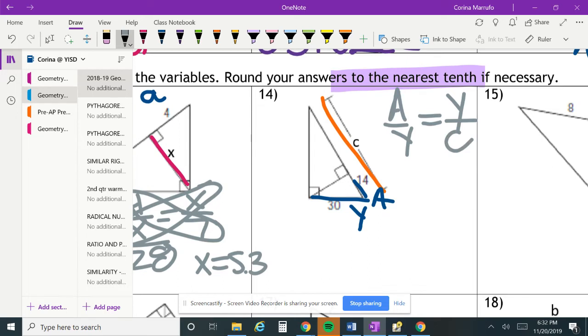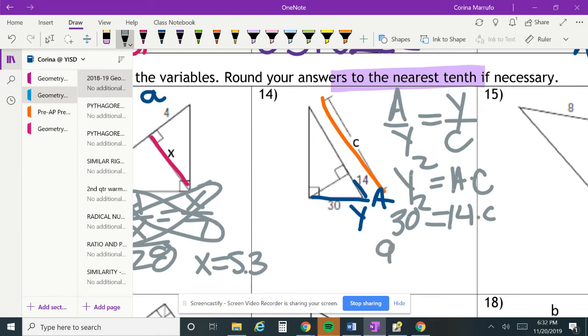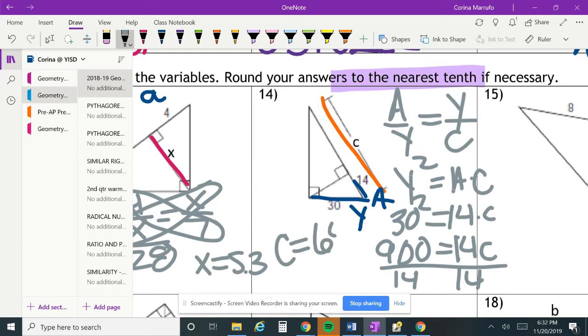We go ahead and cross multiply, so we get Y squared equals A times C. We know what Y is, it's 30 squared equals A, which is 14, and C we don't know. We put in our calculator 30 squared, that gives us 900. This is equal to 14C. We divide both sides by 14, and 900 divided by 14 gives us 64.3. So C is equal to 64.3.